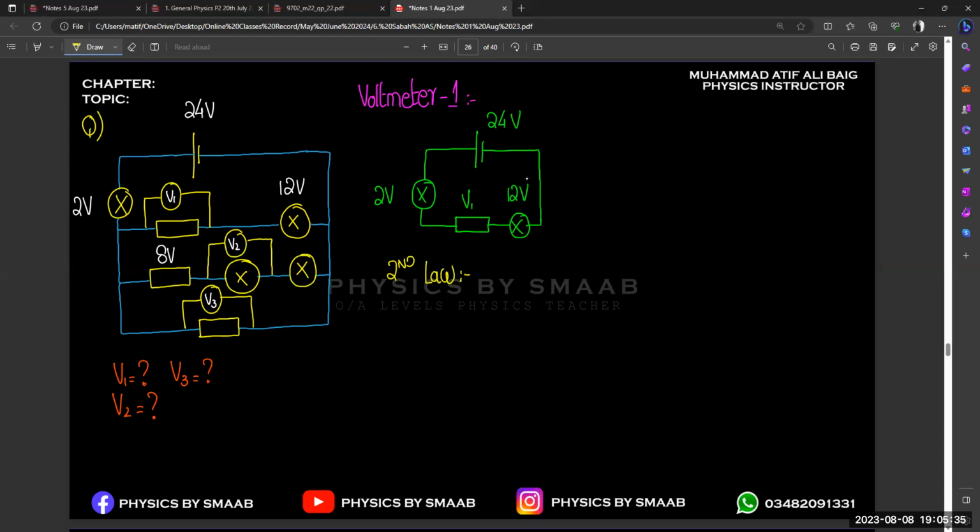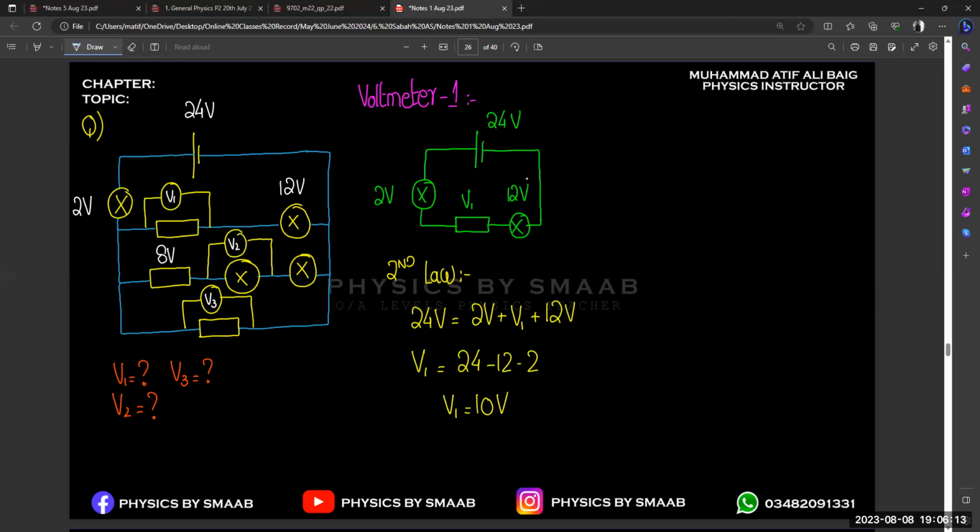So 24 volts will be equal to 2 volts plus V1, which is unknown, plus 12 volts, right? And V1 will finally be equal to 24 minus 12 minus 2. So that is 10 volts. So this is the first part.